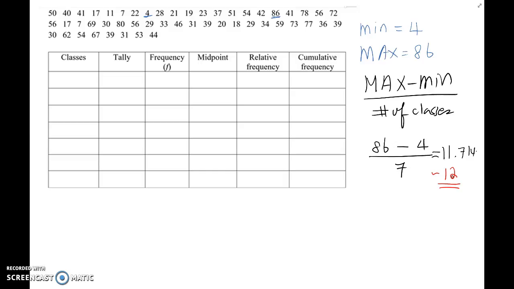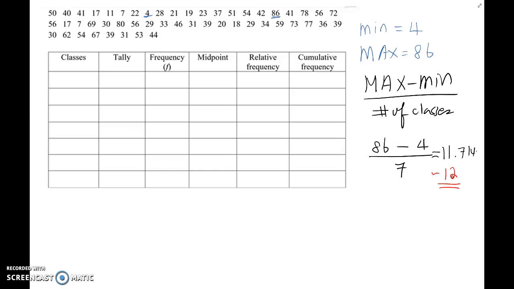So, one more time. Deciding class range: you calculate maximum minus minimum over number of classes. Whatever you get, you always round up. If you get a whole number, still round up, so take the next number.